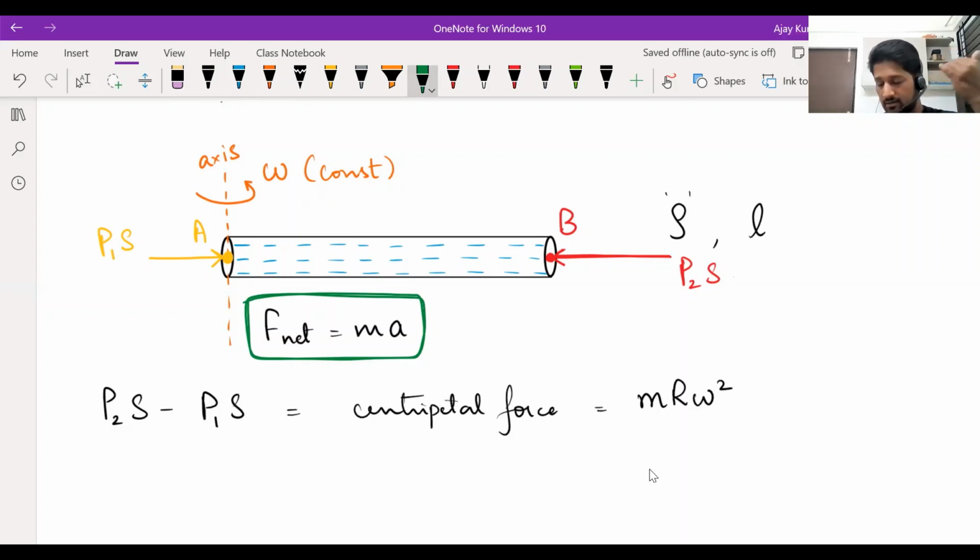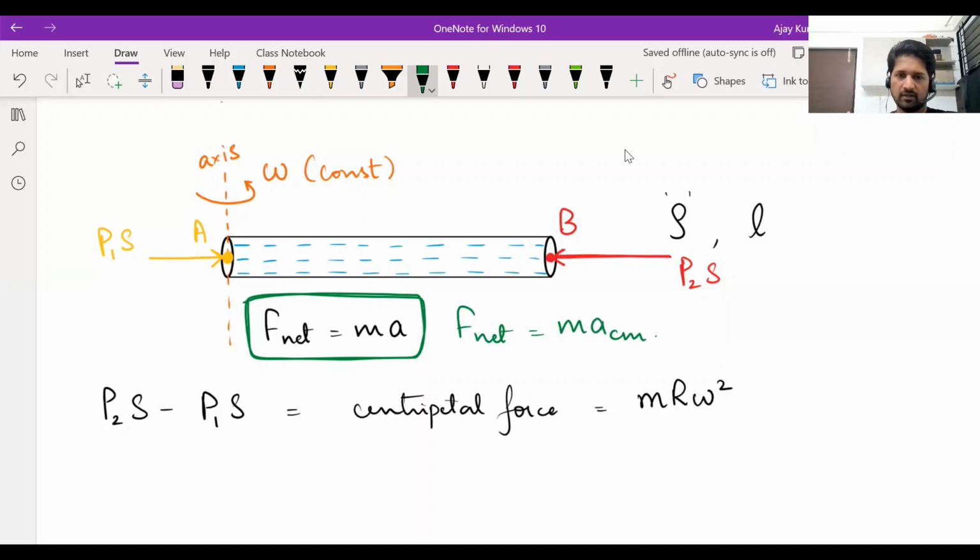Force net equals M into acceleration of center of mass. What I wanted to say is this is a rotating system. In rotating systems, different points will have different accelerations. Then how to apply Newton's second law to such a system? You write F net is mass into acceleration of center of mass of the system.